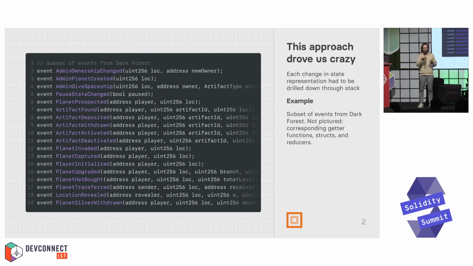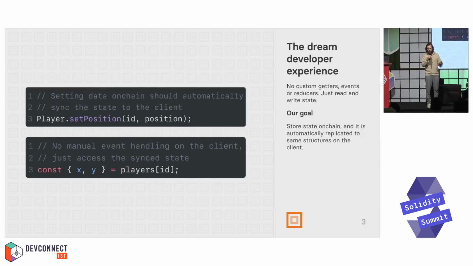And so as you develop your game, when you want to change the mechanics of your game, you basically have to drill down that change through your entire networking stack, and you have to change your structs, you have to change your getters, you have to change your setters, your events, and then the event reducers, and also the indexer. And yeah, that kind of drove us crazy, and so we thought of ways to improve that and do that differently. And so what I want to do today is walk you through that process that we went through and the result we ended up with.